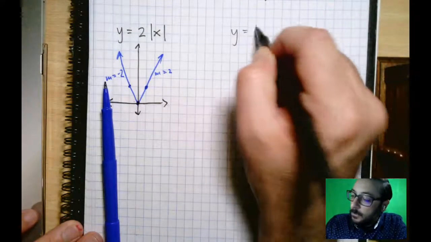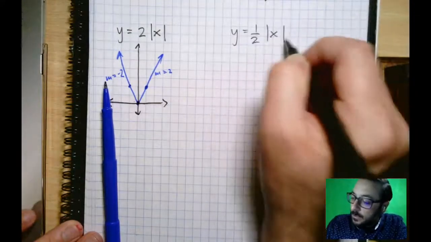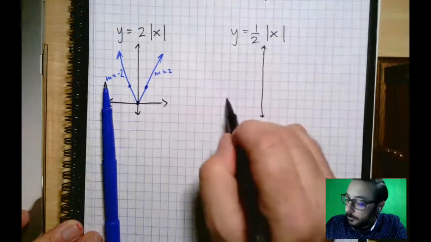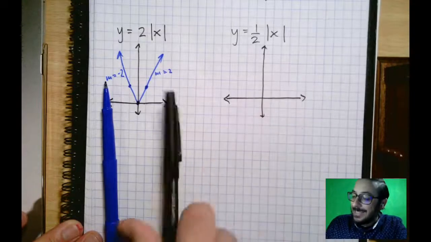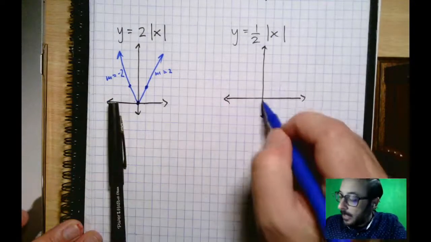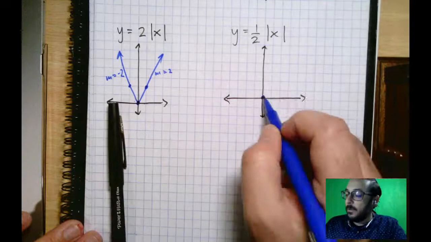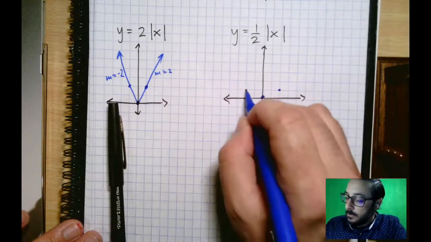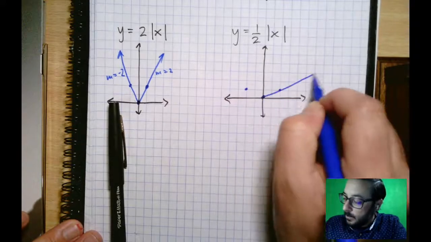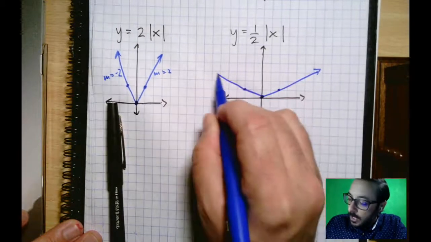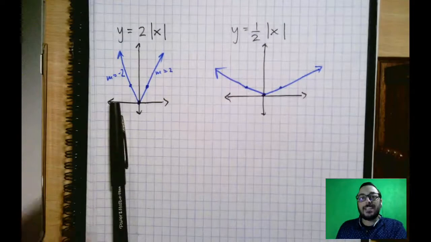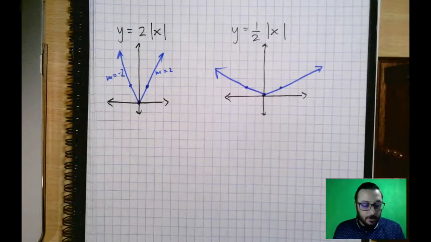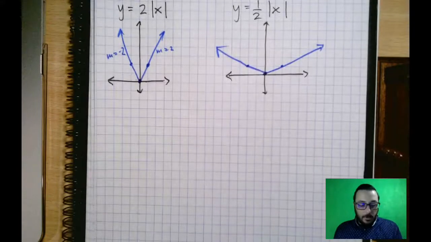Okay, y equals 1/2 x. I bet you can guess what the slopes of these sides are going to be. Right, the slopes on the sides of this absolute value graph are going to be 1/2. What's that? Rise over run, 1 over 2, up 1, over 2, up 1. So we see a much wider V-shaped graph. That is your compression, right? That's your vertical compression.